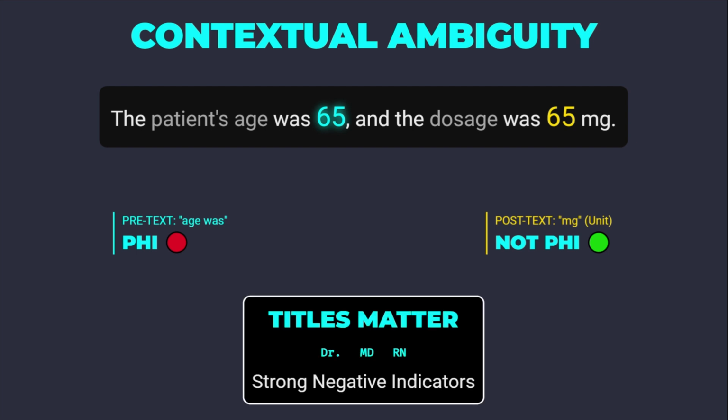Another critical ambiguity involves differentiating patient names from physician names. Train the model to recognize titles like doctor, MD, or RN as strong indicators of non-patient entities, preventing unnecessary redaction of staff names required for audit trails or operational context. This requires careful feature engineering during the model training phase.